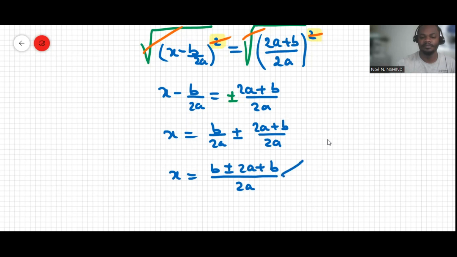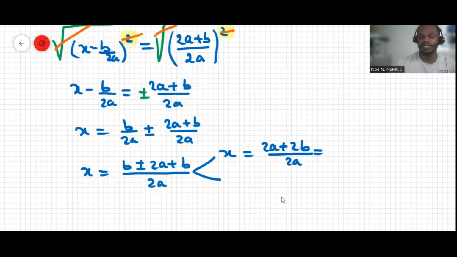There are 2 solutions here. The one solution goes with the positive, so b plus 2a plus b makes 2a plus 2b over 2a. So we can take 2 out as a common factor. If 2 is the common factor, which it is, it's going to be a plus b over 2, and then we can simplify. Actually, over 2a, we can simplify 2 and 2, and then the answer is just a plus b over a.